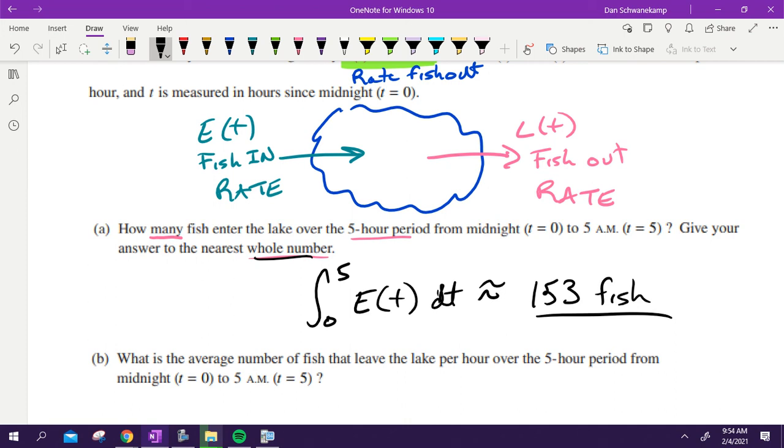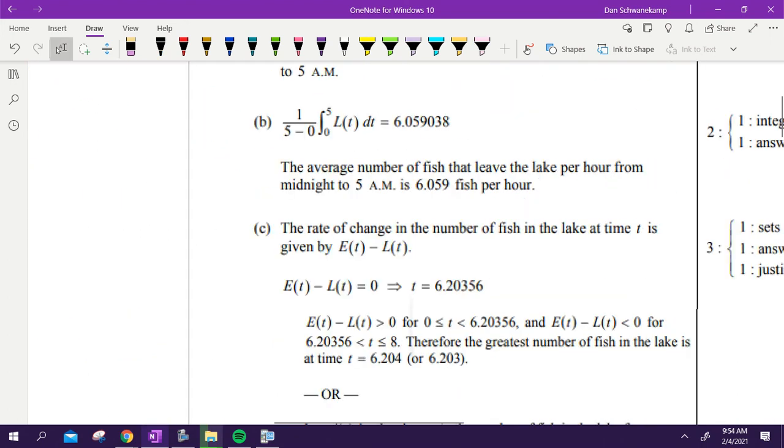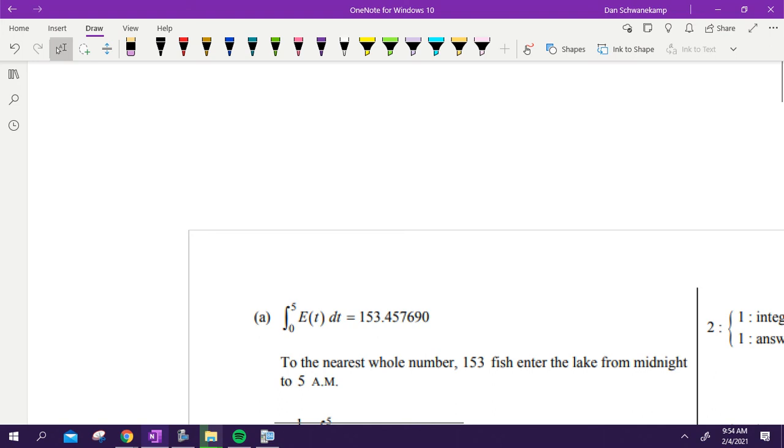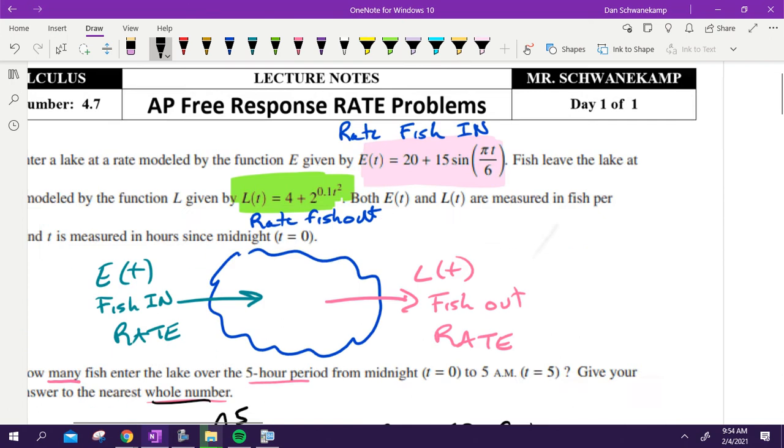I integrated the rate that tells me an amount. Questions on A. That's 2 points on the AP exam. Here's the breakdown. That scored me 2 points just now. 1 point, I have to write the integral. I can't just write the answer. And then 1 point for the answer, 153. 1 point for the integral, 1 point for the answer. That's 2 out of the necessary 40 points.